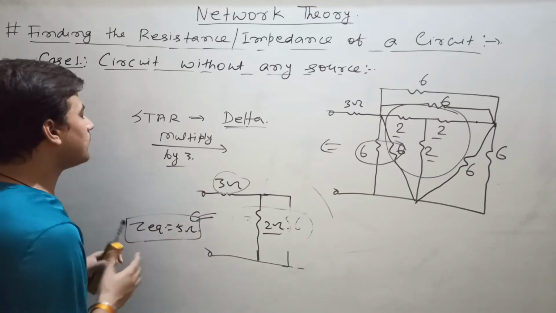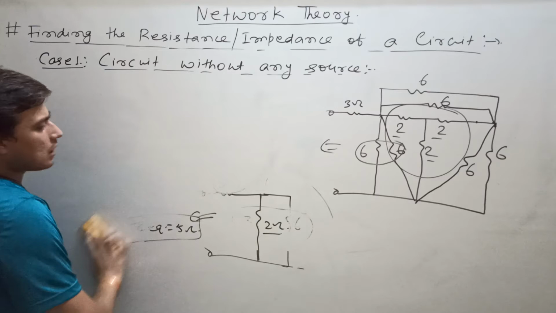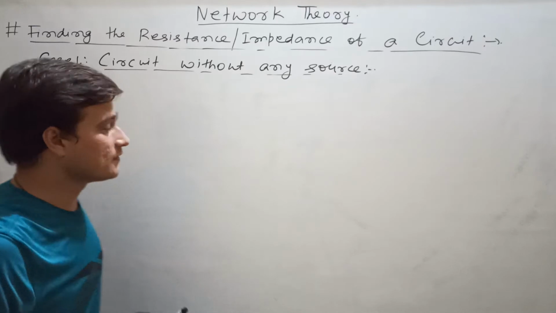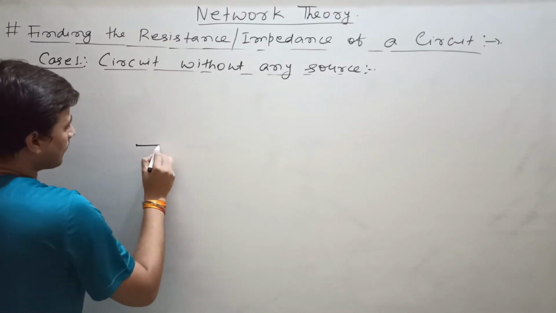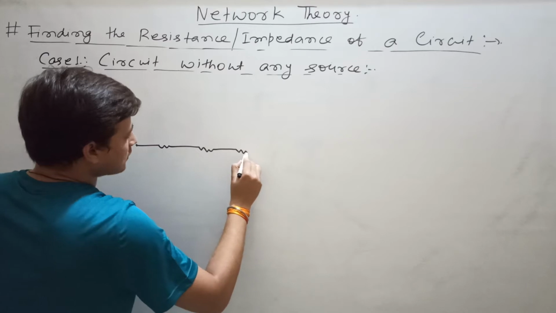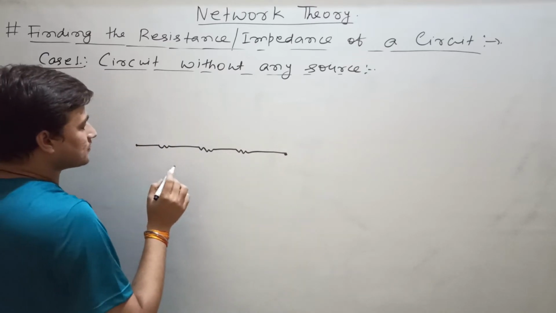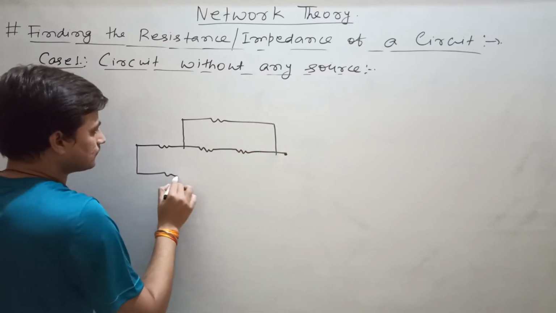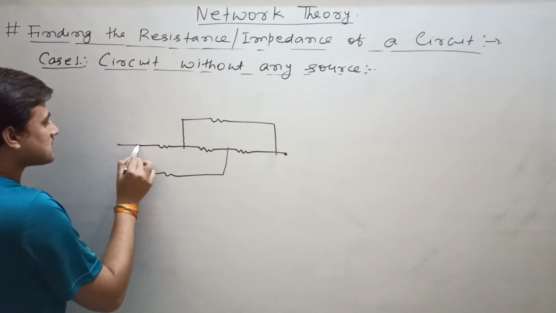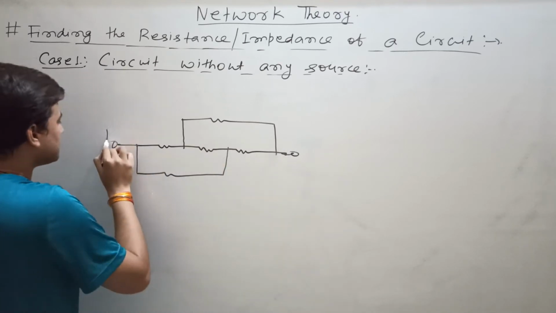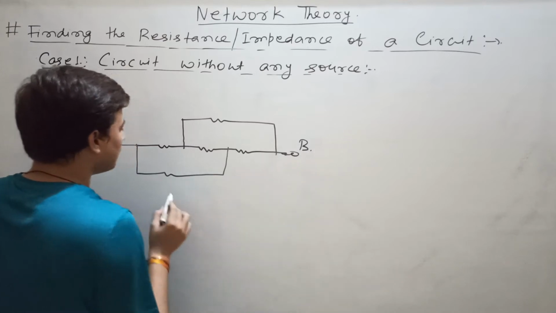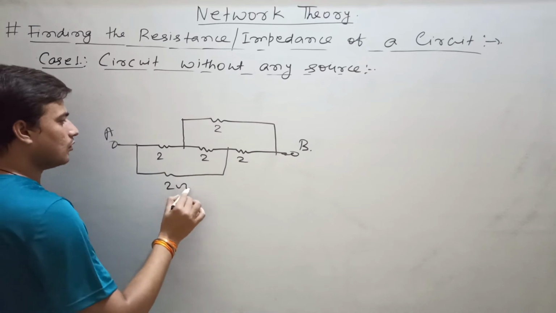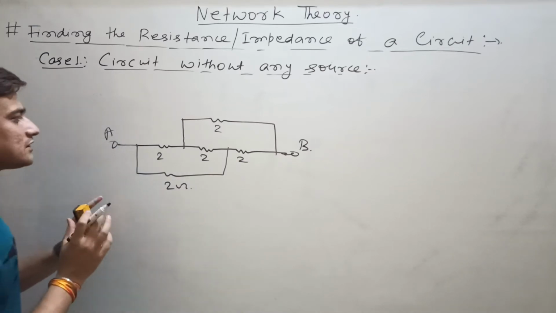Clear? Now you can have another type of circuit given. Now you have to find the equivalent resistance or equivalent impedance. See one circuit. This type of problem has been asked in the GATE examination many times. The circuit will be given like this. Now you have to find the equivalent resistance between the A and B terminals. Suppose all the resistances are equal and these are equal to 2 ohm.